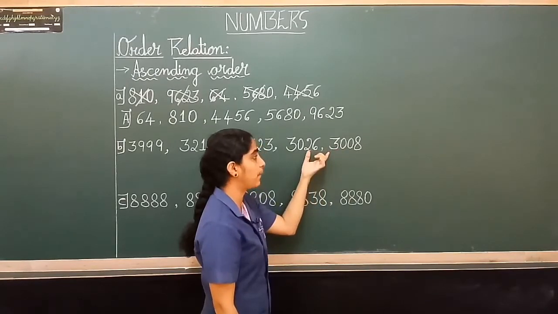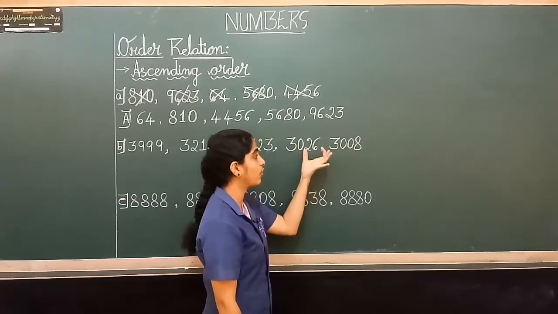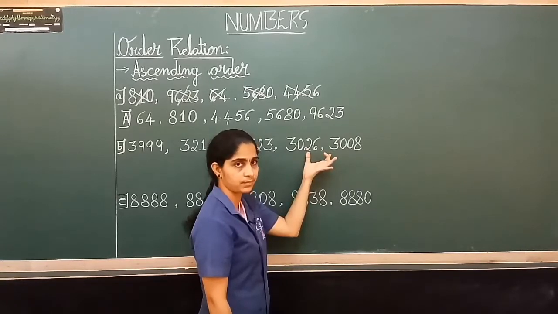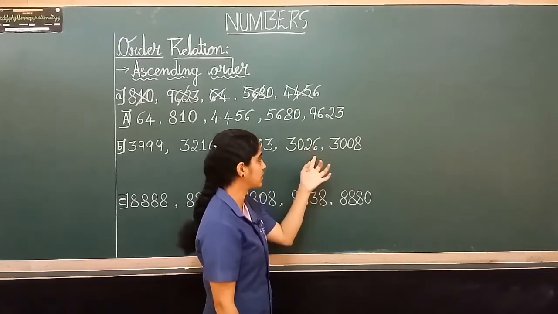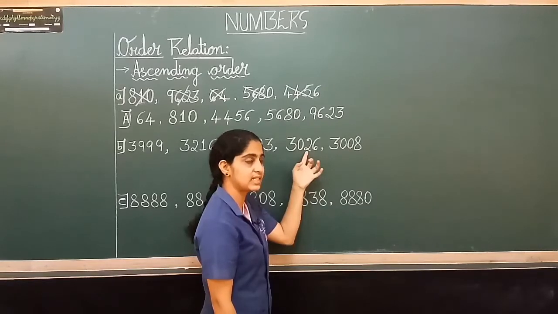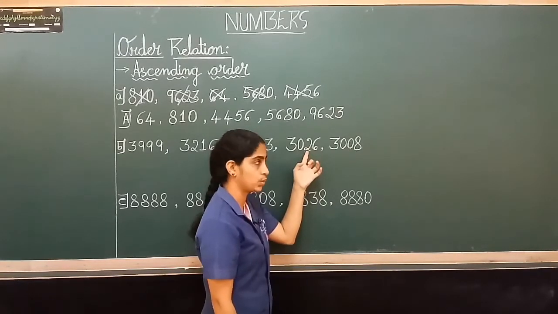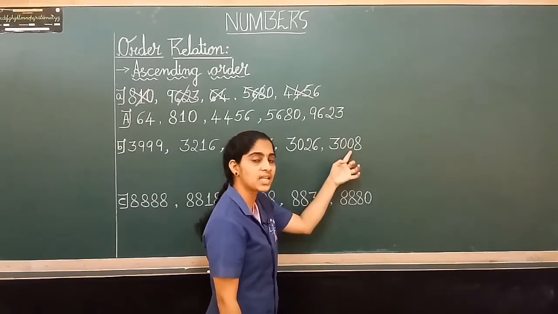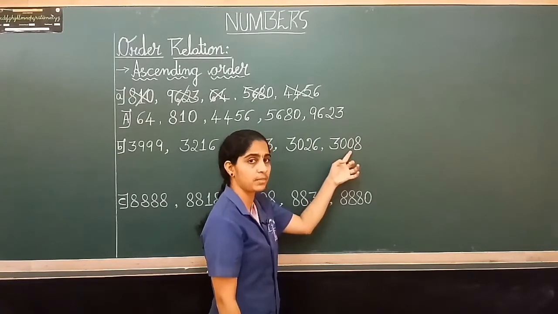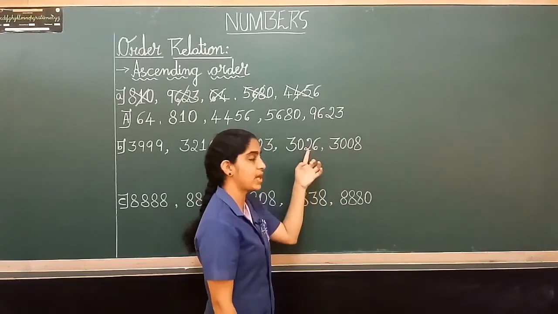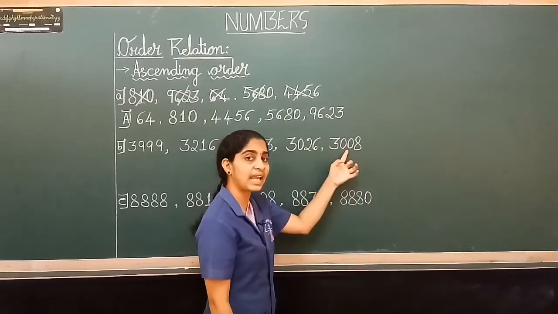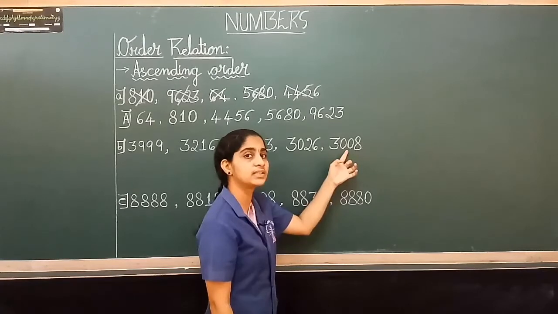Now we have to compare the third digit of these two numbers. When we see the third digit, here we have 2 and here we have 0. That means which is the smaller number? Yes, 0 is smaller compared to 2. Correct? That means 3008 is the smaller number.